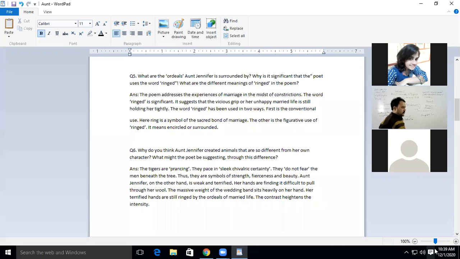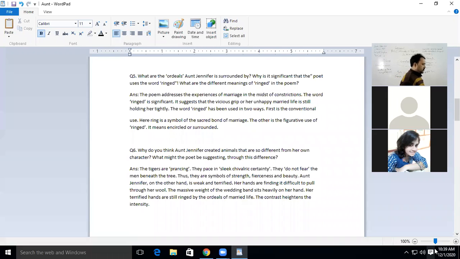Okay, so it is mentioned here in the answer. The word ring has been used in two ways. First, the conventional use, that is the traditional use for marriage or wedding or for the bond. Here, ring is a symbol of the sacred bond of marriage. The other is the figurative use of ring. It means encircled or surrounded. So you understood how it has been used.